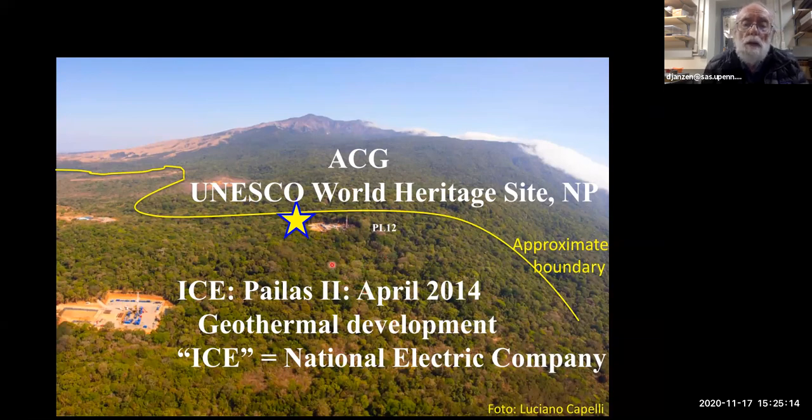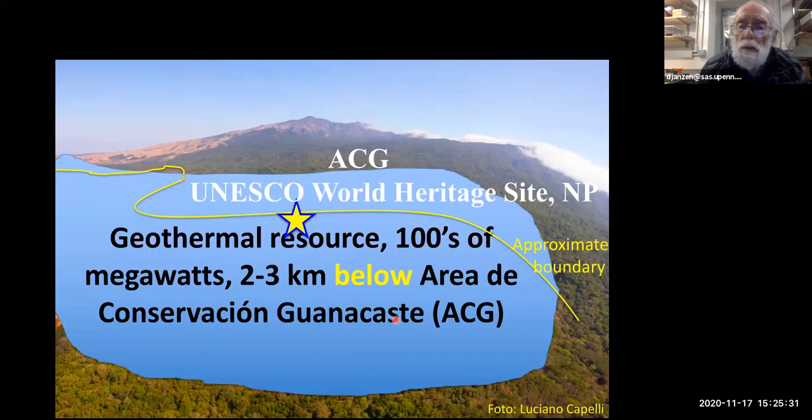So this is the National Electric Company, this word that you see right here. And this is the actual name of the site, Pylos 2 right here. And as you see here, geothermal development. Okay, so this is the physical structure. Now, underneath that is the resource. That is the chunk that the world wants access to get that boiling water to run turbines.